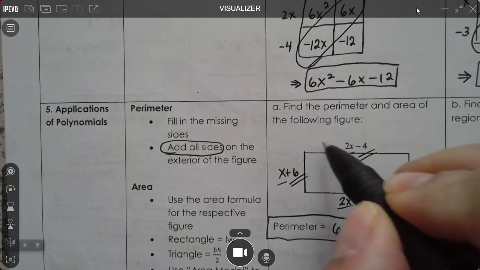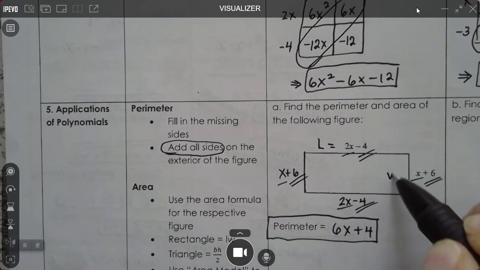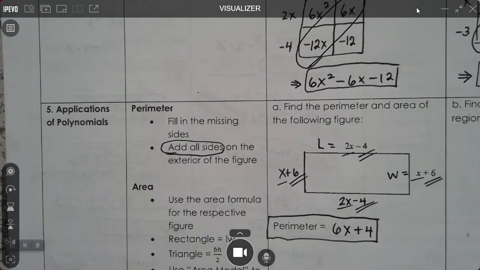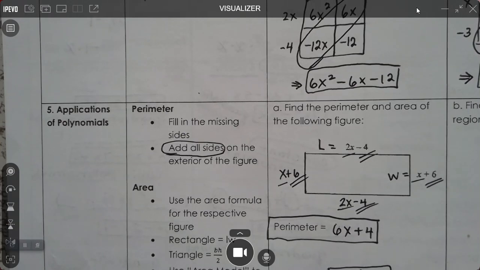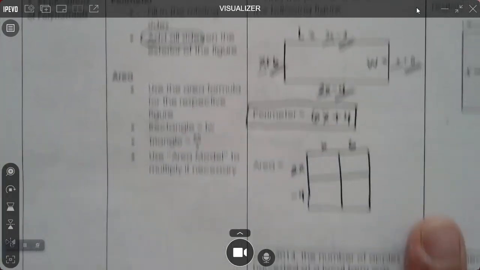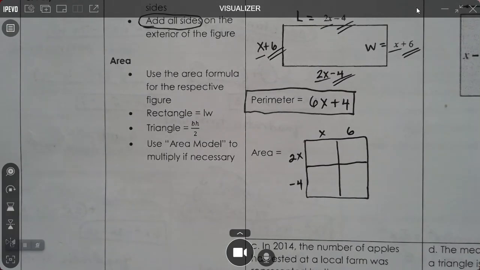So for this one, we'll say this one is the length and this one is the width. All right, go ahead and multiply while I work on not choking over here.